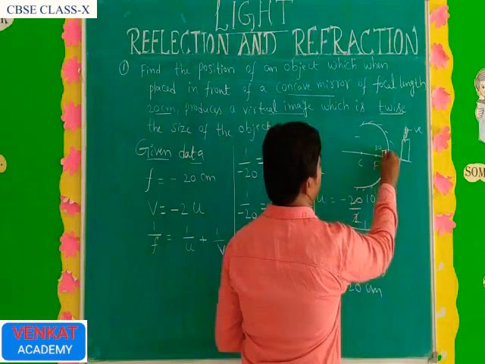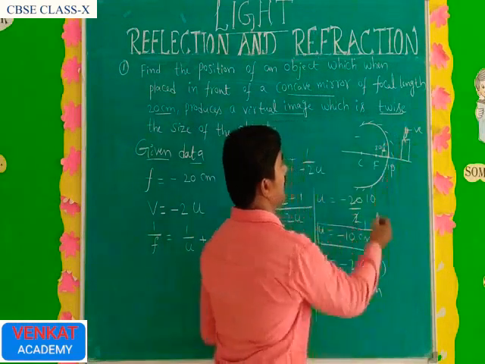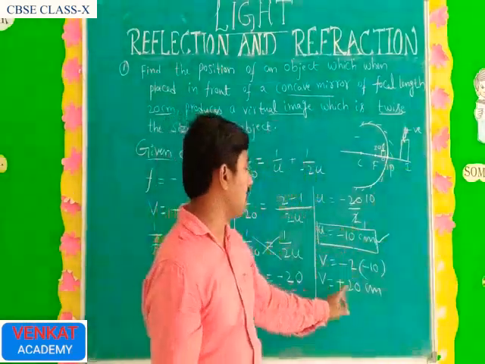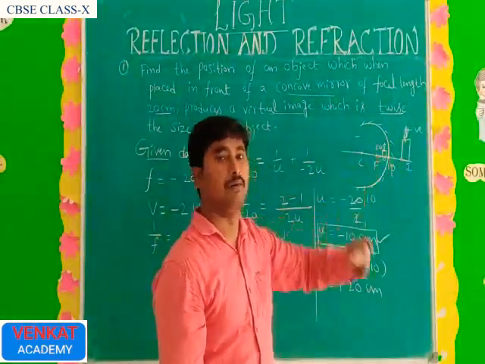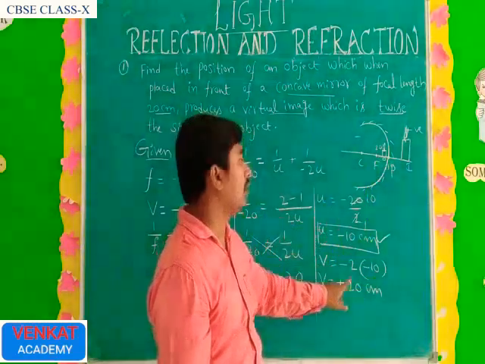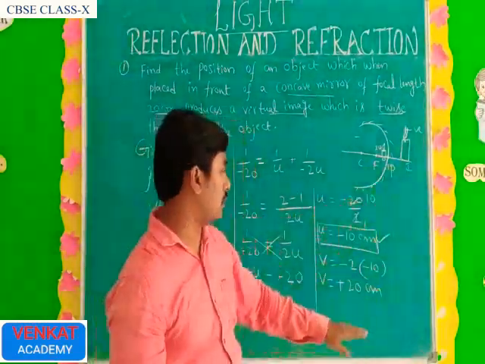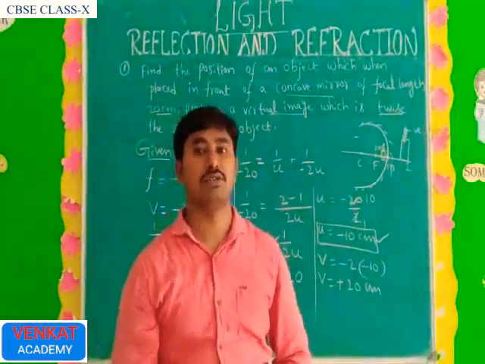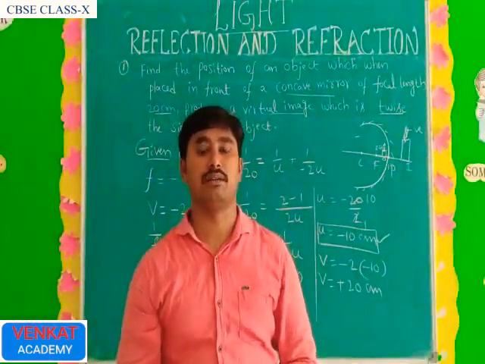So this is the object, and this is the image. Why? Because the image is formed on the right side of the pole. That's why we are getting the positive value. And also the image is bigger in size than the object. So our answer is correct. Understand, students? This model question is very, very important.